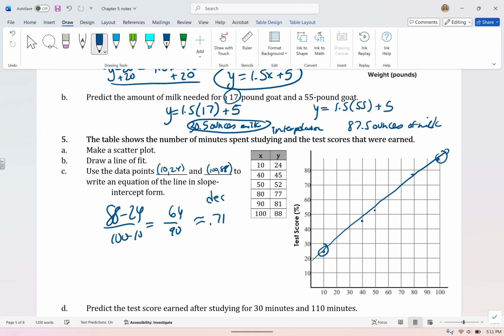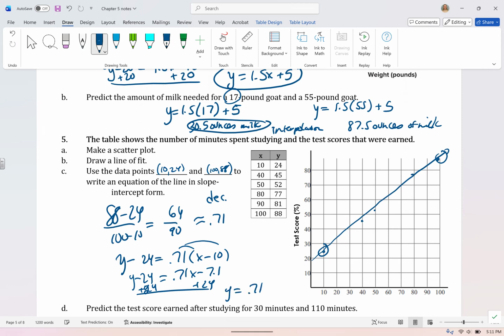So get a decimal. And then what we're going to do is y subtract 24 equals 0.71 times x minus 10. If we distribute and solve, you get 0.71x minus 7.1 equals y minus 24. So add 24 to both sides. So y equals 0.71x plus 16.9. And then we're going to use it.